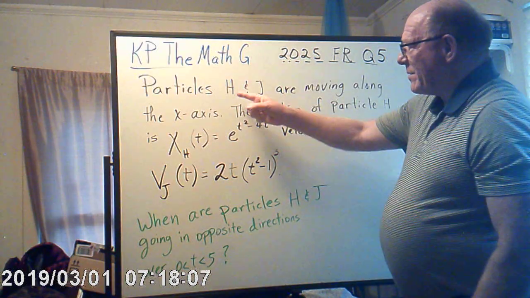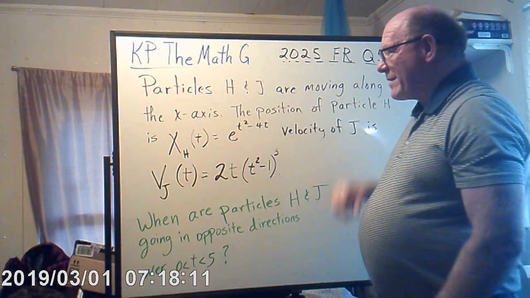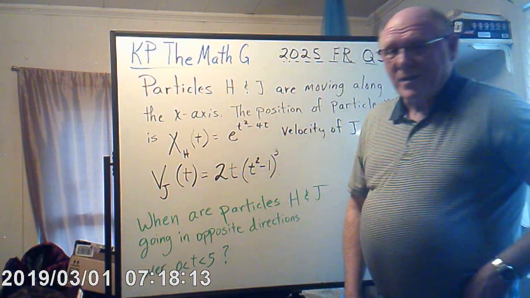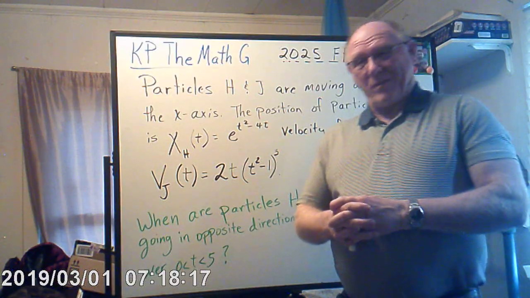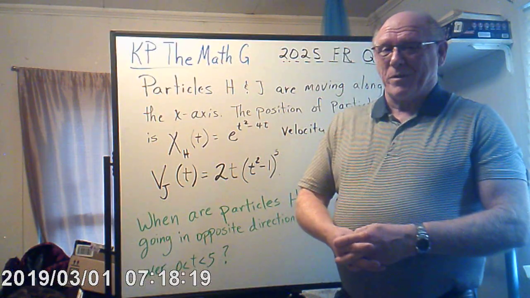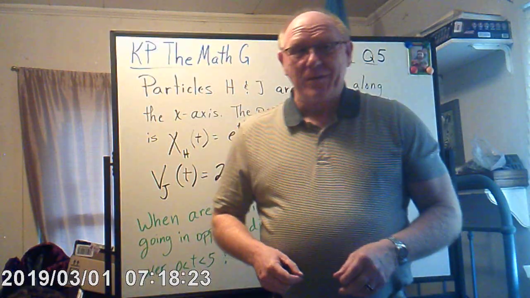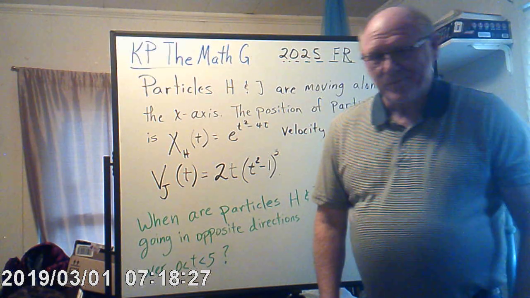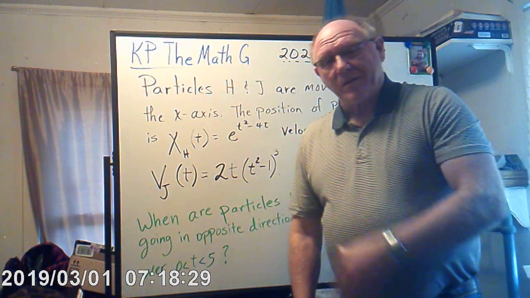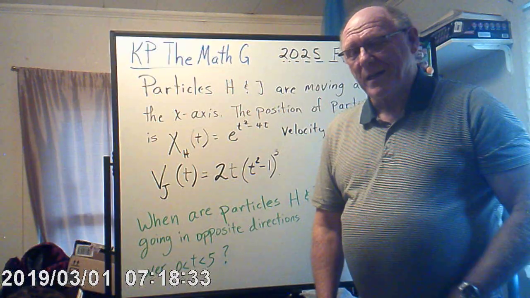So these are particles h and j. They're moving along the x-axis. I said in my last video, when I see one particle, okay. But when I see 2 particles, I used to go, ee. Not anymore. So we're going to go over this together. We'll see if we can get some understanding out of it.